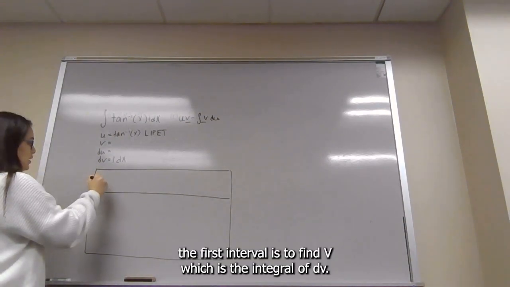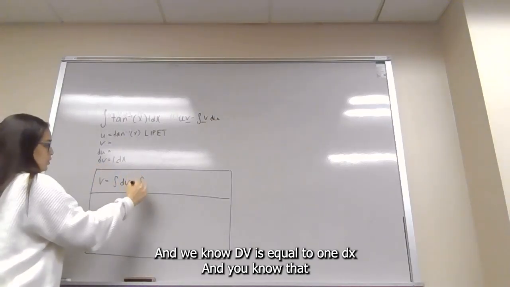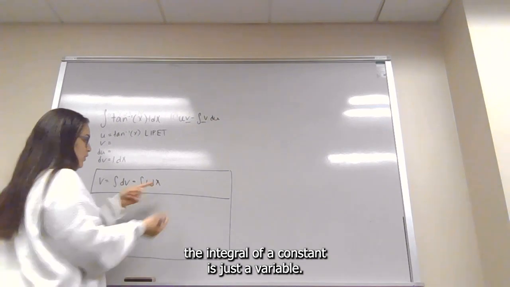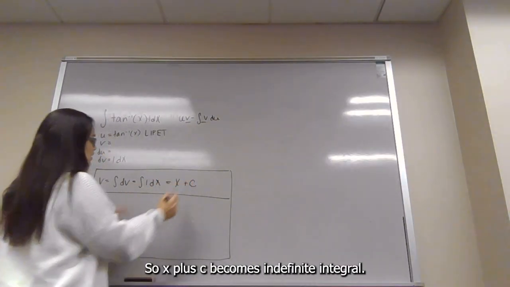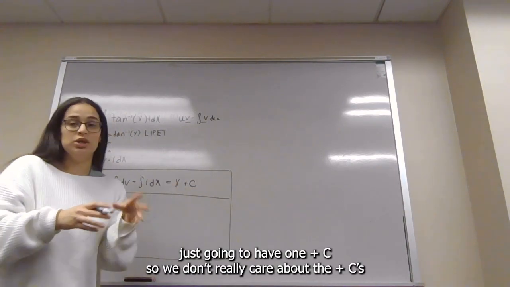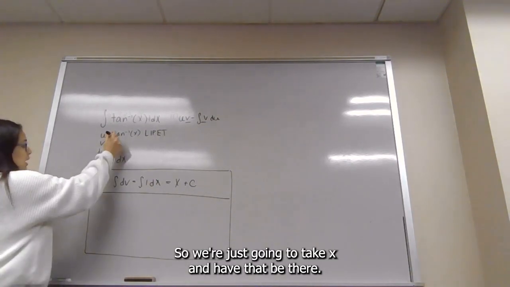The first integral is to find v, which is the integral of dv, and we know dv is equal to 1 dx, and we know that the integral of a constant is just a variable, so x plus c because it's an indefinite integral. But in integration by parts, if it's indefinite, we know that our final answer is going to just have 1 plus c, so we don't really care about the plus c's throughout the process. So we're just going to take x as our v.